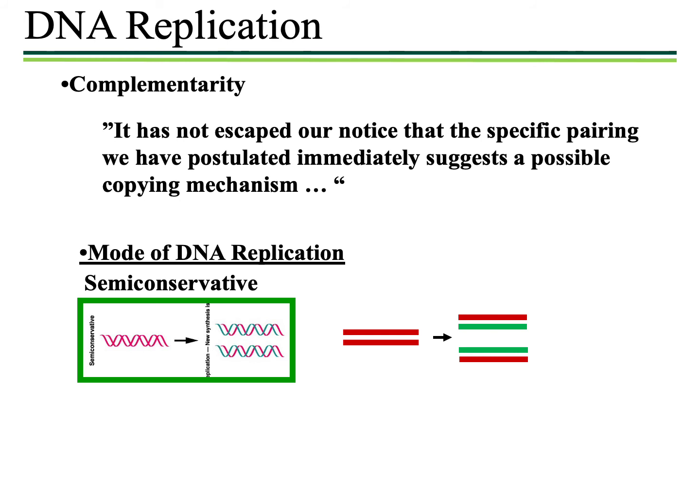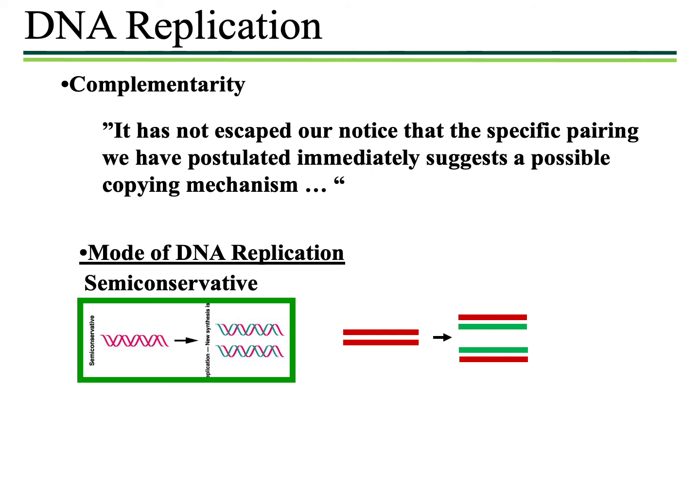What I like to start off with when I begin discussing replication is the concept that Watson and Crick actually published in a paper right after they published the structure of the DNA. They published a second paper that had no scientific data in it whatsoever. It was a speculation piece where they suggested how DNA replication occurs. In that paper, this quote has been extracted, and it says, "It has not escaped our notice that the specific pairing we have postulated immediately suggests a possible copying mechanism."